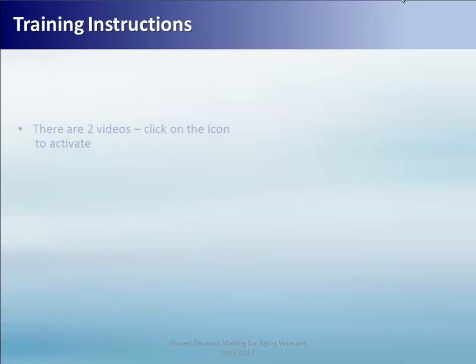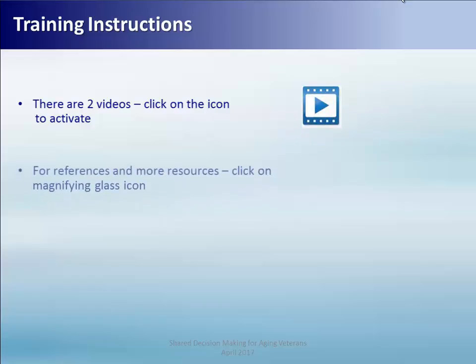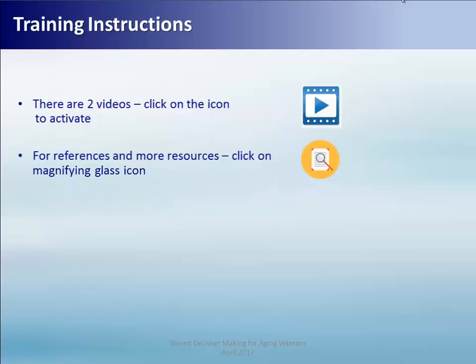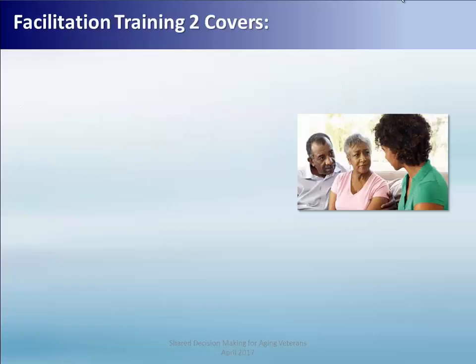There are 2 videos embedded in this training. Watch the videos in their entirety in order to go to the next training section. To activate the videos, click on the arrow icon. There are many valuable references and additional resources for much of the information provided in this training. They can be accessed by clicking on the magnifying glass icon in the lower right corner of many of the slides. At the end of the training, there is a quality improvement assessment and an opportunity to provide feedback. Thank you for taking time to do this, as it will help us improve future trainings.